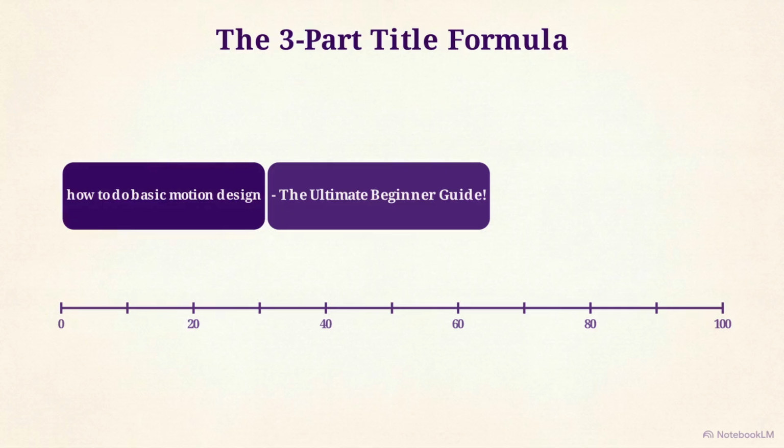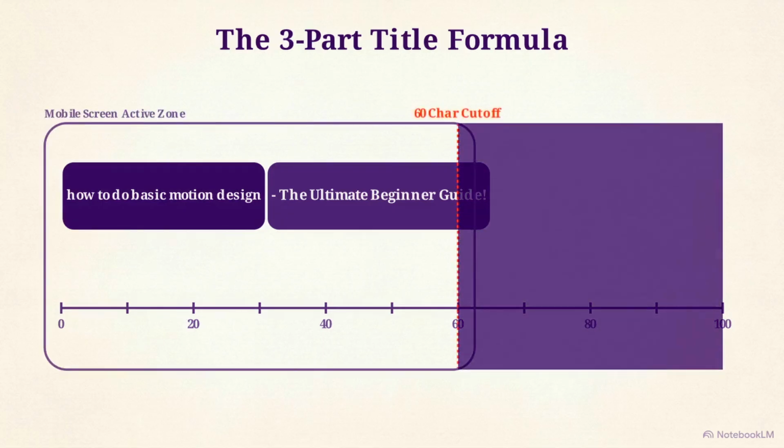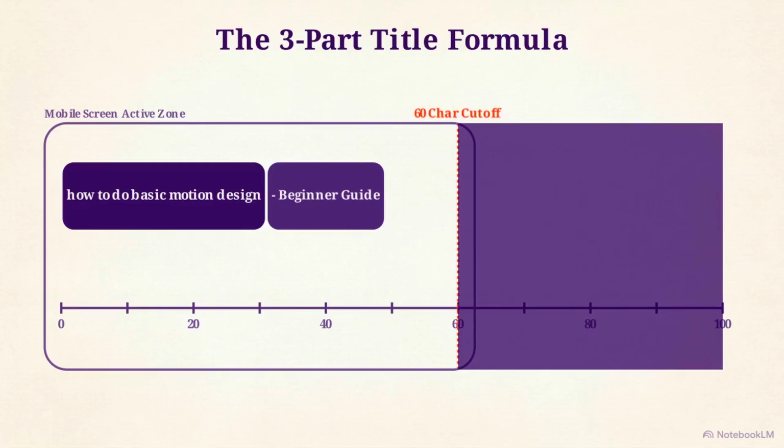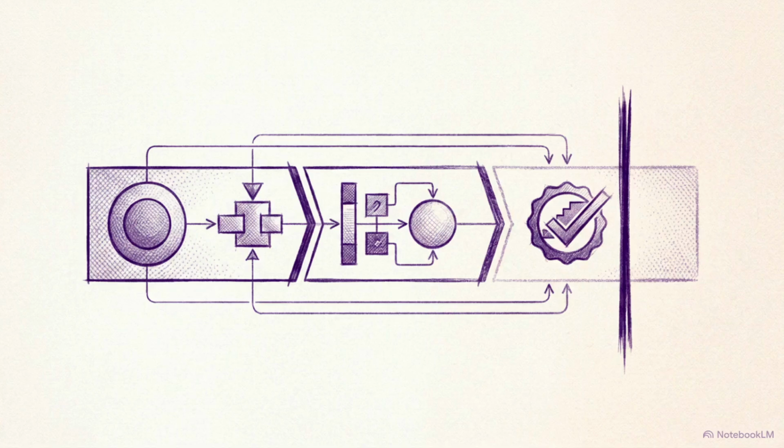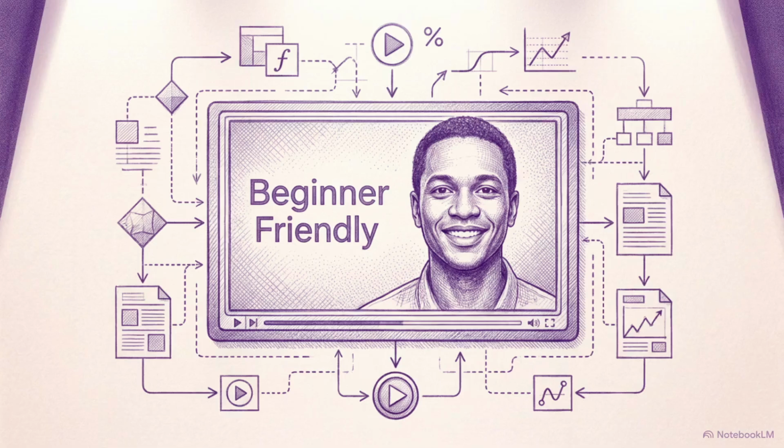The YouTube mobile app cuts off titles at around 60 characters. Any critical keyword placed after that invisible line will not be seen by viewers browsing on their phones. Finally, append a human-centric hook to the end, something like beginner-friendly or step-by-step. This phrasing reassures the viewer and builds immediate trust before they even click.